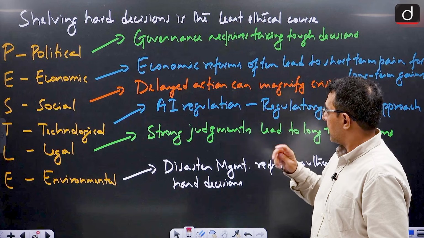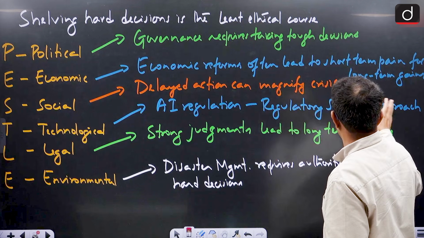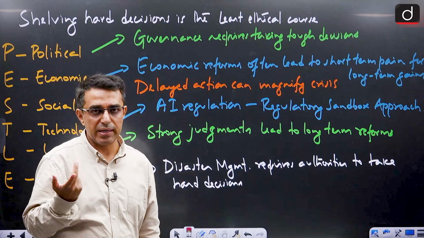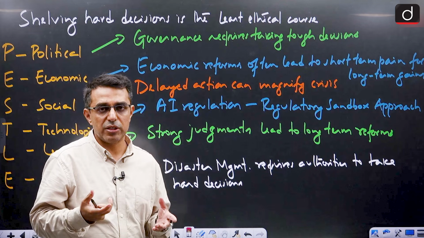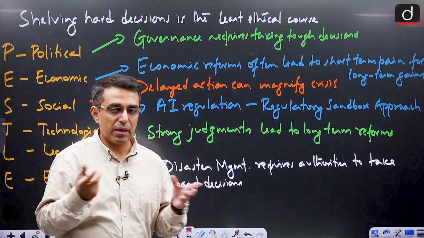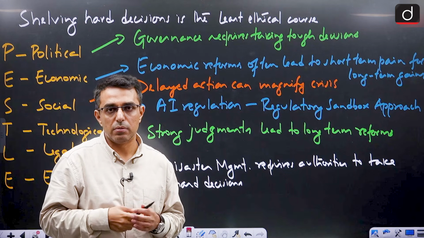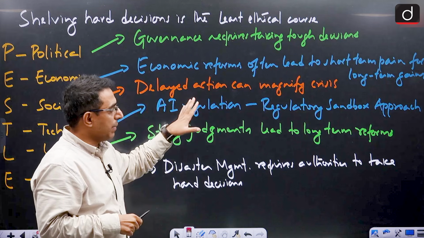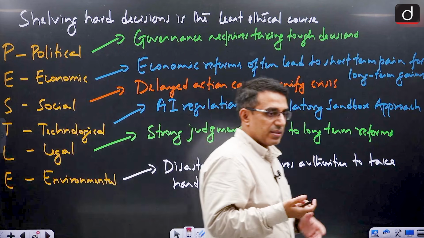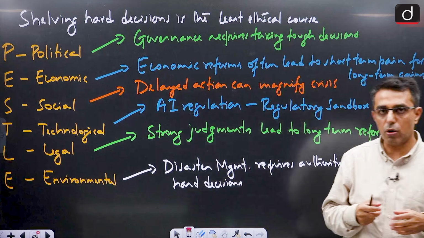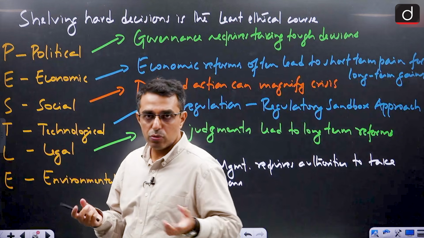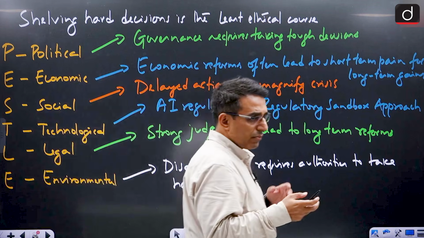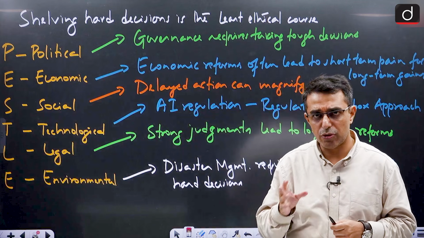Then in economics, we can write that economic reforms often lead to short-term pain for long-term gains, and there we can give the example of the LPG reforms of 1991. They were forced upon us. We had to take a tough decision because of the BOP crisis, balance of payment crisis, and we came out in flying colors. Then in social dimension, we can say that delayed action can magnify a crisis. We can see this in various cases, right? For example, if we are not vigilant against child marriages, then it will lead to social problems, right? Similarly, if we are not vigilant about various other social evils, it may lead to more problems later on.